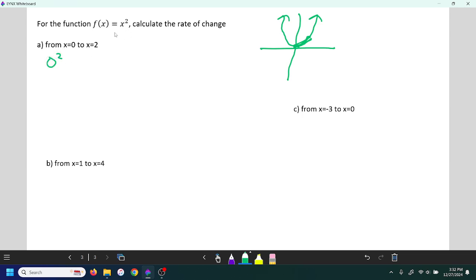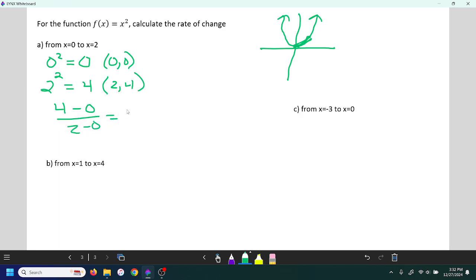So if we plug in 0 for x, we get 0. So we have the point 0, 0. And if we substitute 2 for x, we get 4. So we have the point 2, 4. And we're just then finding the slope between those 2 points. So subtract the y values, subtract the x values, and the slope of the line passing through those 2 points is 2. So that's the average rate of change for this function on that interval.